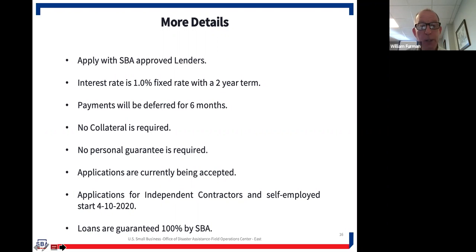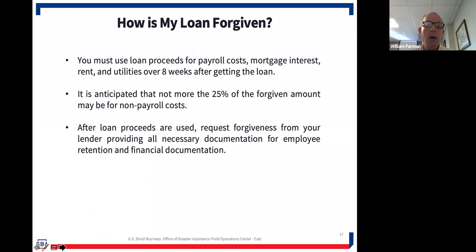But applications for independent contractors and self-employed started last Friday. I've already mentioned a couple of times that the loan is a 100% guarantee. So how is my loan forgiven? Let's move on.